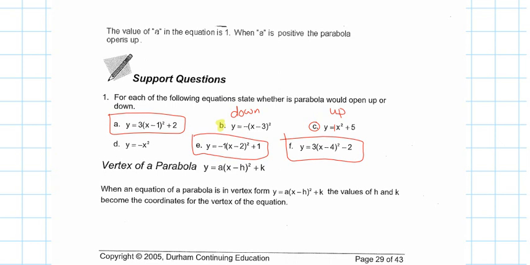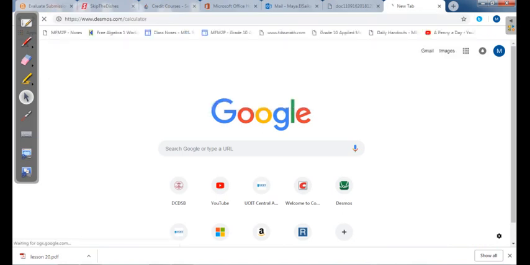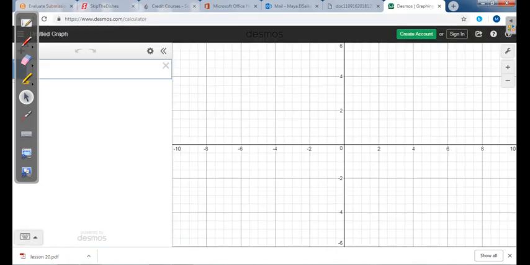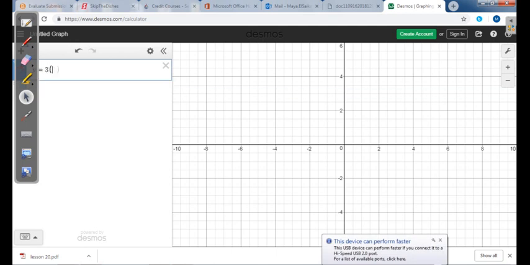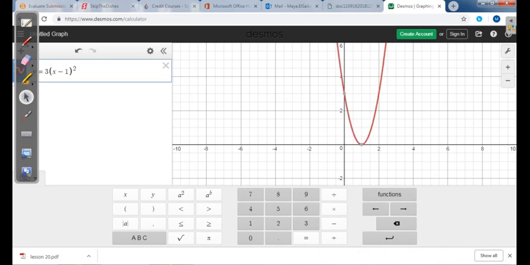Okay, so I'm going to go to Desmos. Now you guys are going to have to read these three equations for me. Can you read the first equation for me? Y equals 3 bracket x minus 1 bracket squared, and plus 2. Yep. All right, so let's look at this equation right here.